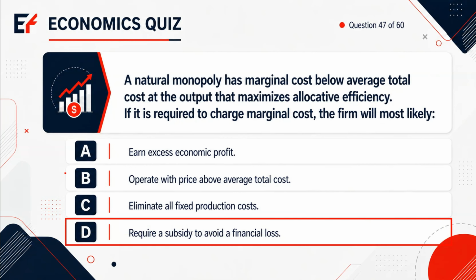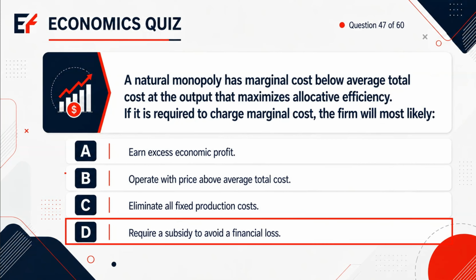Let's apply the pricing outcome. A natural monopoly often has high fixed costs, which cause average total cost to remain above marginal cost at the efficient output level. If the firm charges a price equal to marginal cost, its revenue will not be enough to cover total cost. Therefore, the firm will make a financial loss unless it receives a subsidy.